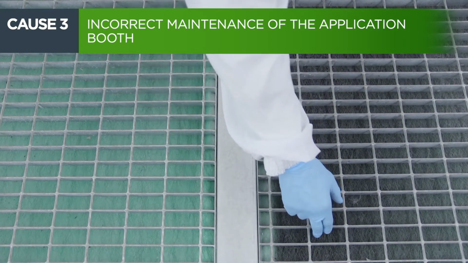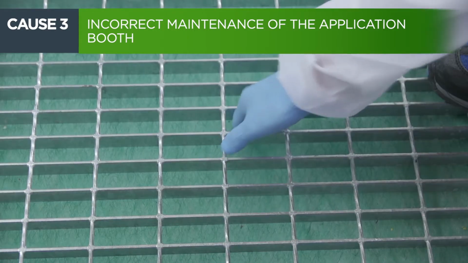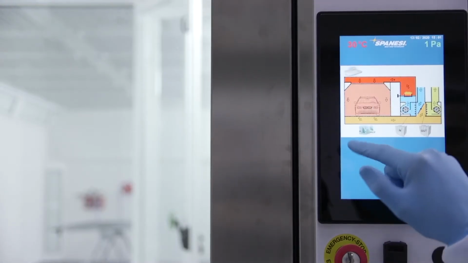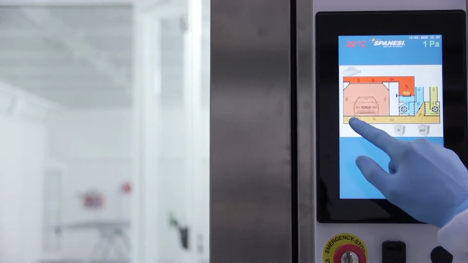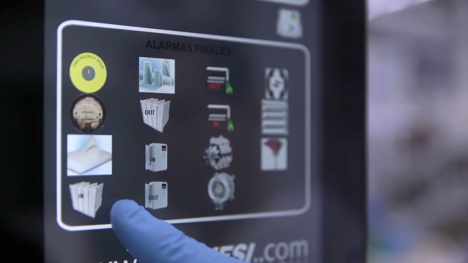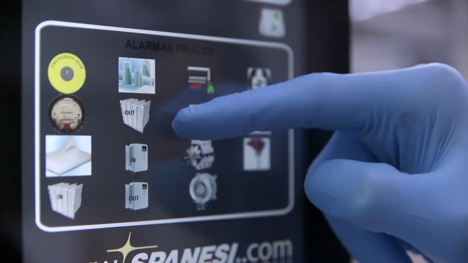Booth fume saturation caused by combustion chamber leaks and dirt on filters and floors are possible causes of this defect. We must control the state and functioning of the booth, renewing filters, cleaning the ducts and carrying out periodic purges in the installation.